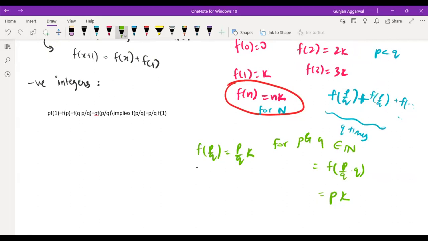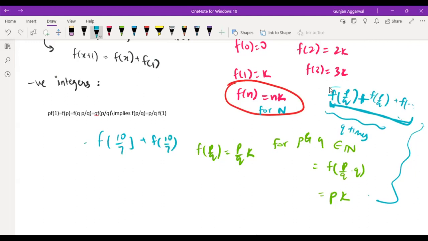And for p greater than q, we can take the fractional part and the integer part. Why solve them separately? Did you use the fact that p is less than q anywhere here? Adding p by q, you can add 10 by 7, 7 times. Oh, you don't need to break it as f of 1 plus f of p by 7, right? Yes. So it's technically true for all fractions that are positive.